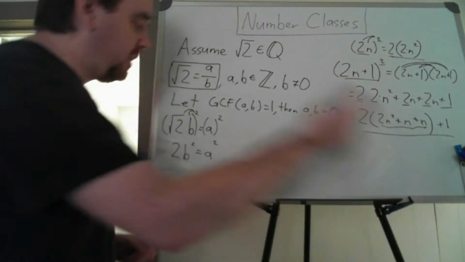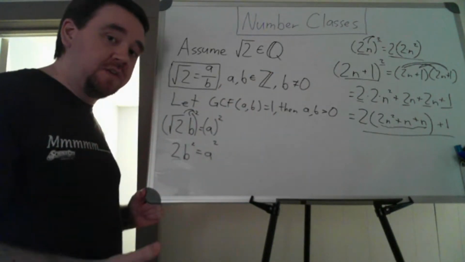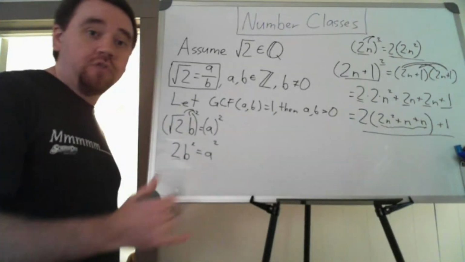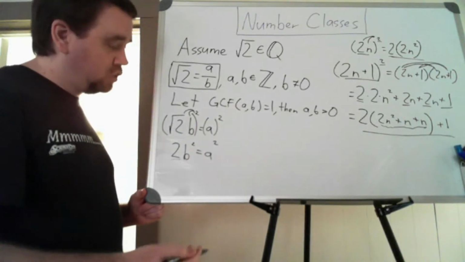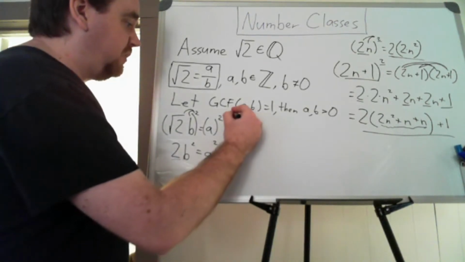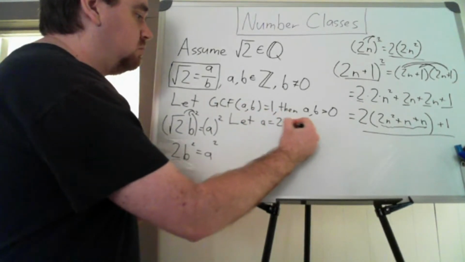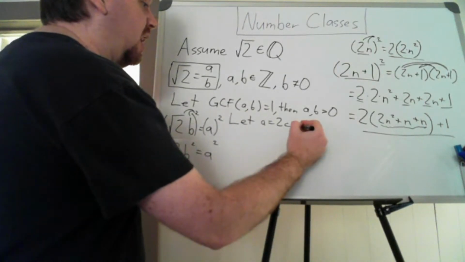So we take all that, come back here. If a squared is even, then the square root of a squared, or a, must also be even. So a itself is an even number. So I say, all right, let's define a as an even number. Let a equal, let's call it 2c, where c is some integer.